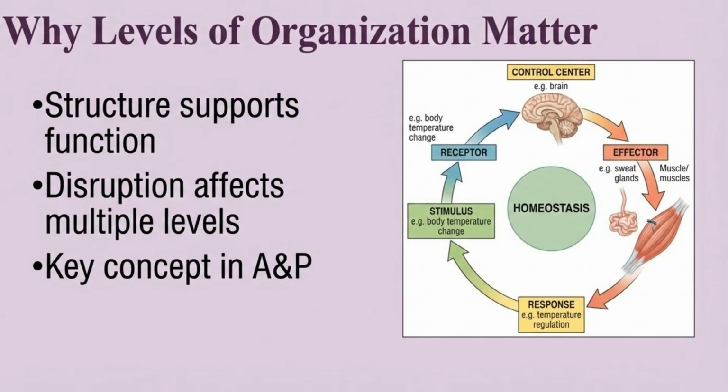Understanding levels of organization helps explain how problems at one level can affect the entire body. For example, when body temperature rises, cells and tissues in the skin respond by increasing sweating, which helps cool the body back to normal. This is an example of a negative feedback loop, where the body detects a change and activates responses that restore homeostasis.